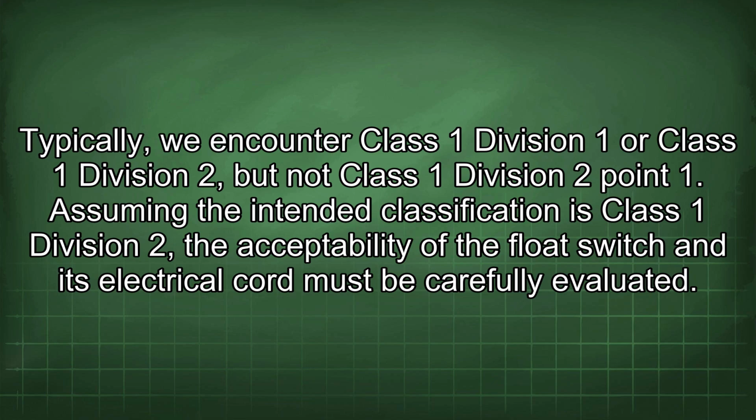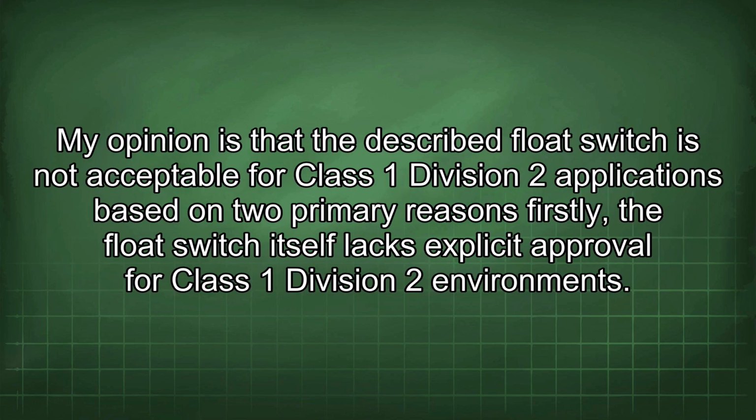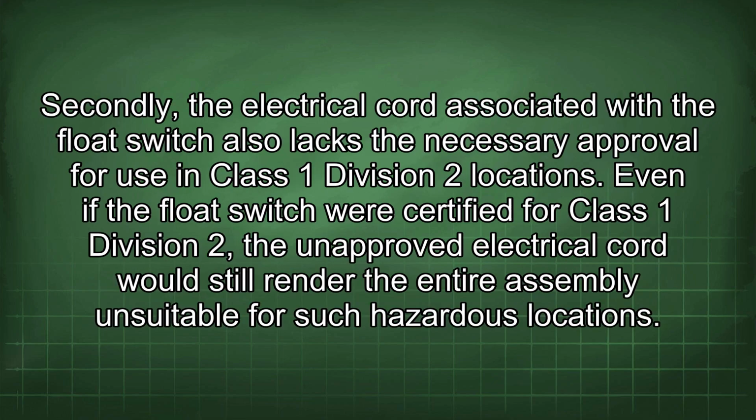Assuming the intended classification is Class 1 Division 2, the acceptability of the float switch and its electrical cord must be carefully evaluated. My opinion is that the described float switch is not acceptable for Class 1 Division 2 applications based on two primary reasons. Firstly, the float switch itself lacks explicit approval for Class 1 Division 2 environments. Secondly, the electrical cord associated with the float switch also lacks the necessary approval for use in Class 1 Division 2 locations. Even if the float switch were certified for Class 1 Division 2, the unapproved electrical cord would still render the entire assembly unsuitable for such hazardous locations.